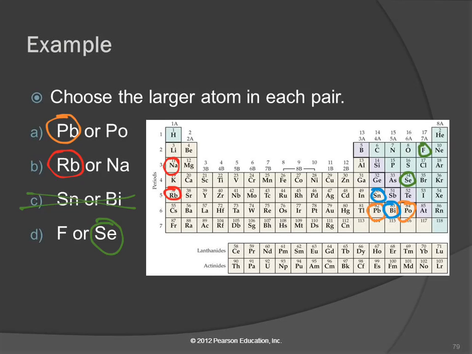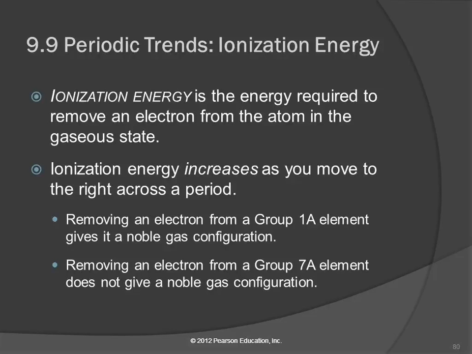Okay, so that's how you apply those trends. Ionization energy. Ionization energy is the energy required to remove an electron from an atom in the gas state. So the electrons are part of an atom, and to pull one off requires some energy. They don't just fall off by themselves. The ionization energy also has a trend. It increases as you go across from left to right in a period, because as you go across, those electrons are closer to the nucleus, aren't they? Because the atom's getting smaller. And the closer they are, the more tightly held they are, the harder it is to pull them off.